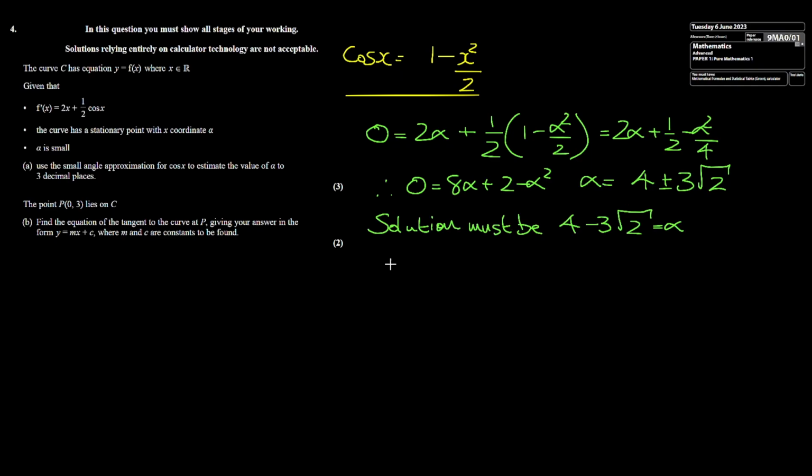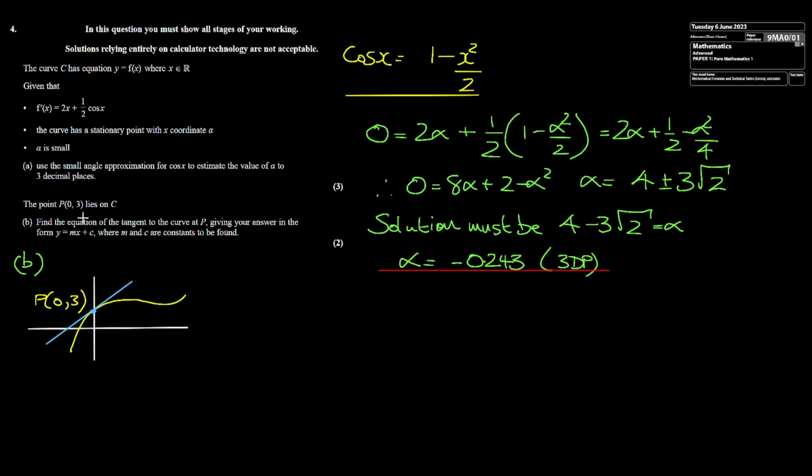And if you put that into a calculator, you get the answer that alpha is equal to negative 0.243, and that's to 3 decimal places. And that's your answer.